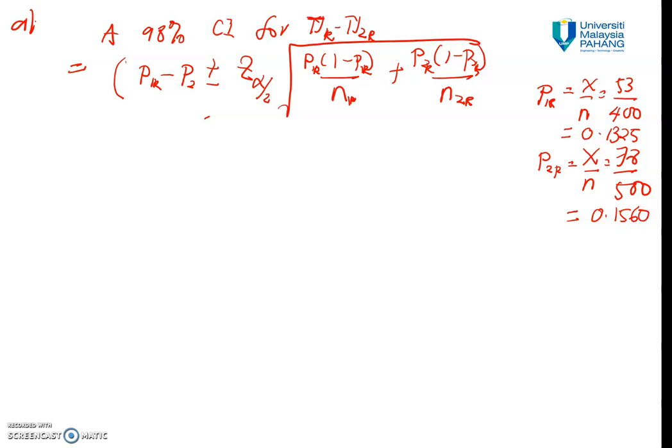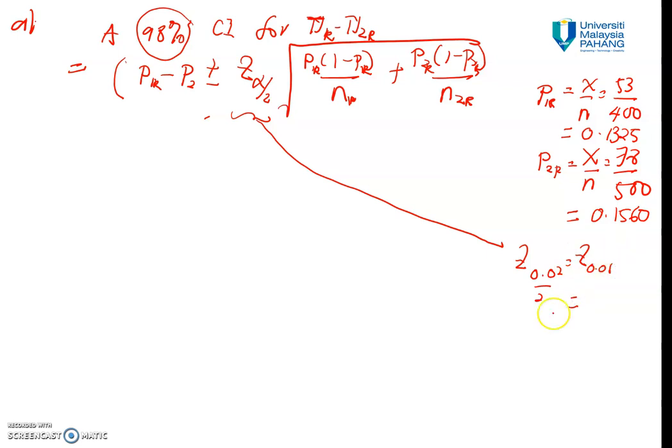Then Z alpha, which you get from the Z table. Can you see your alpha? Your alpha will be 0.02 over 2, so you get Z 0.01. If you look at the table, page 36 too, you will get 2.3263.